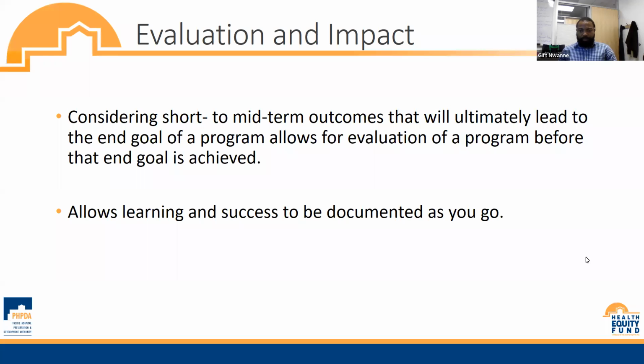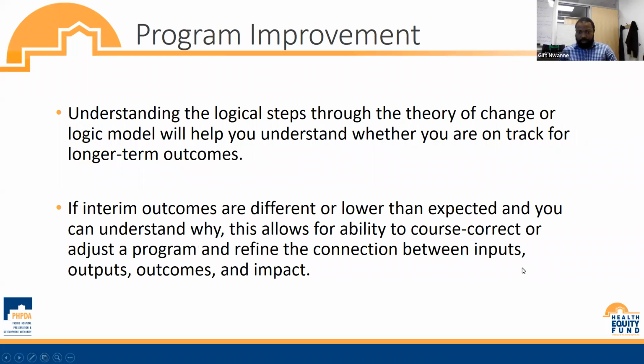Next slide. Okay. Now, the final bucket is program improvement. And in the last slide, we talked about measuring intermediate results. During measurement, it helps us know whether we're on track or not to achieve our ultimate results. If not, it's an opportunity to course correct.